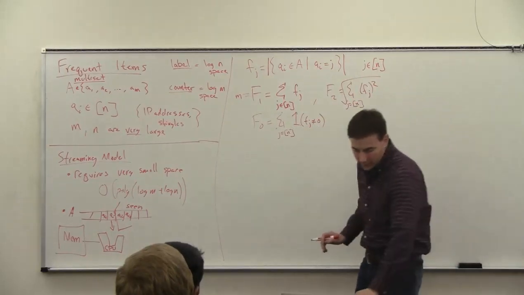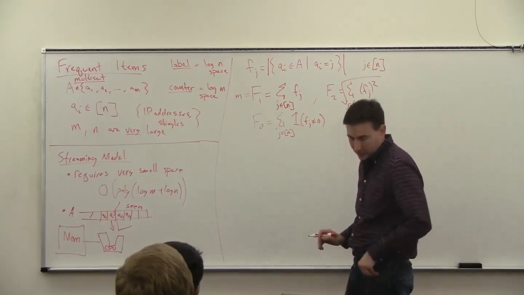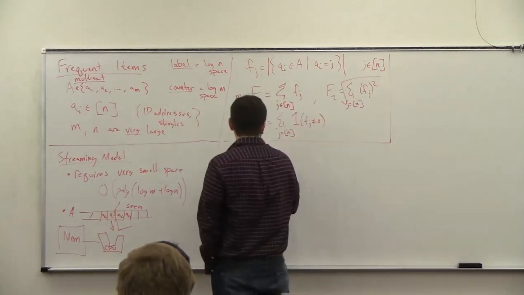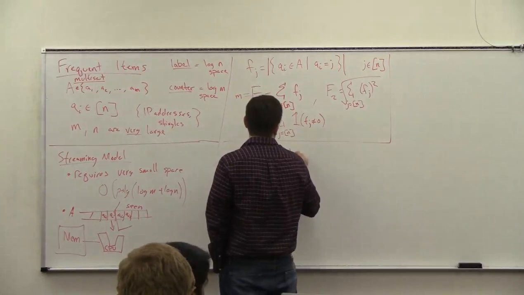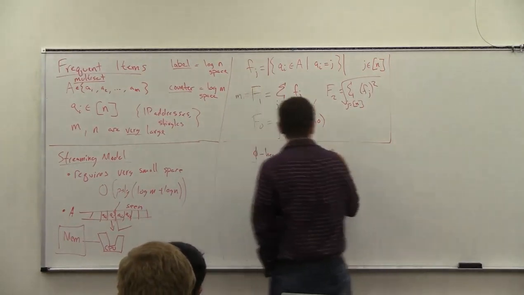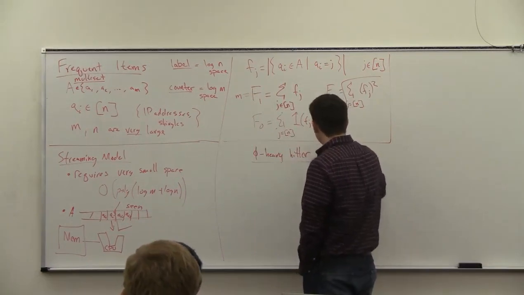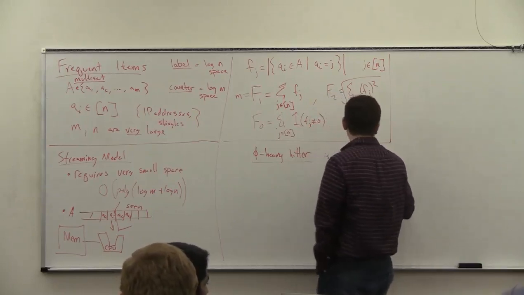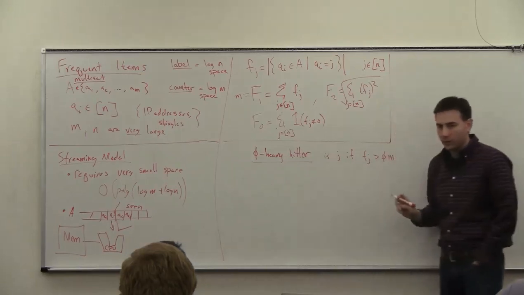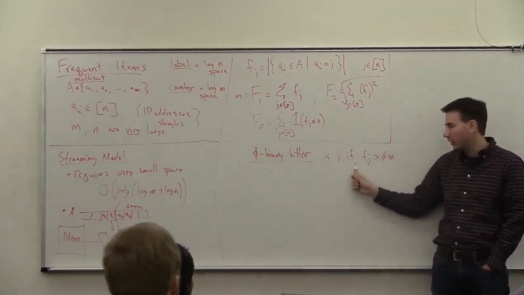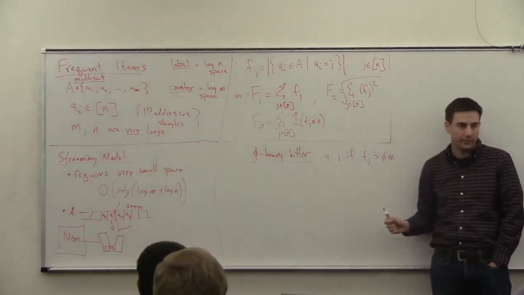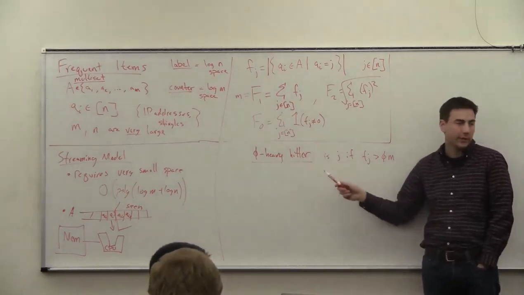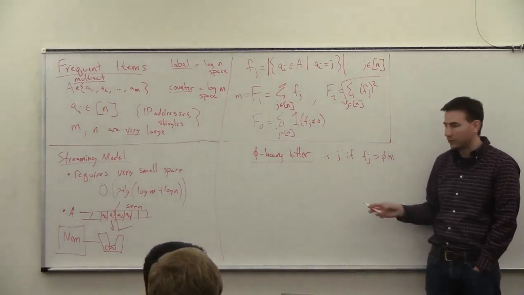Okay, so now we're going to say that j is a phi heavy hitter if f of j is greater than phi times m. If more than a phi fraction of the elements are j, then you say j is a phi heavy hitter. And the frequent items problem is to find all of the phi heavy hitters for some value phi. So that's the heavy hitters problem.